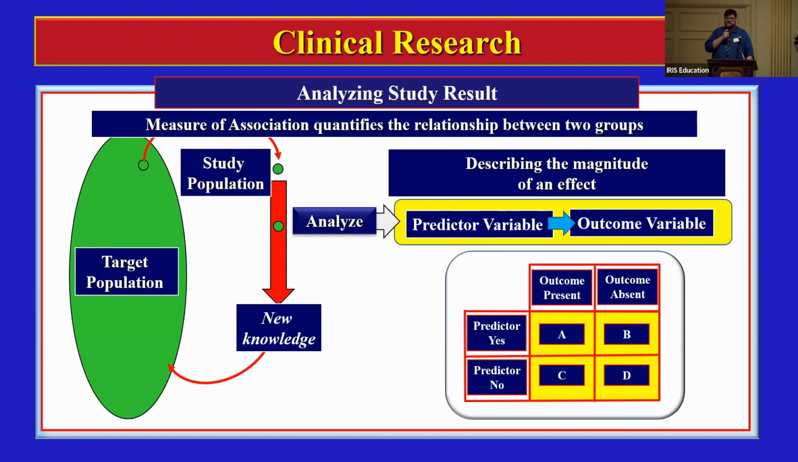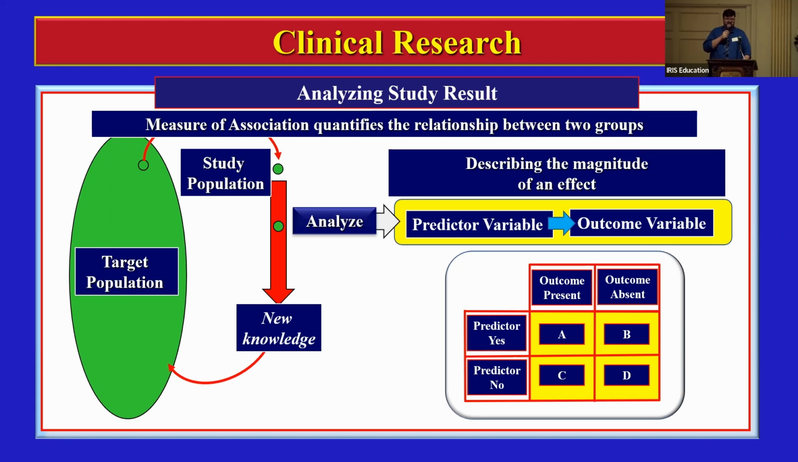So then what is a measure of association? It's going to be just a value that enumerates or quantifies the relationship between your predictor and outcome. So once we've sampled from our target population, we have our study population, and we're analyzing our data, ultimately, instead of a p-value, what we really want to be looking at would be the measure of association for our data.